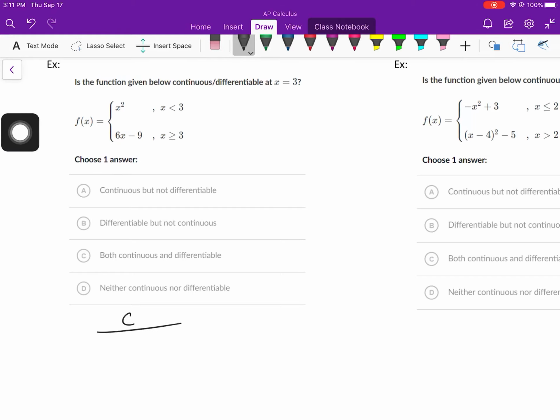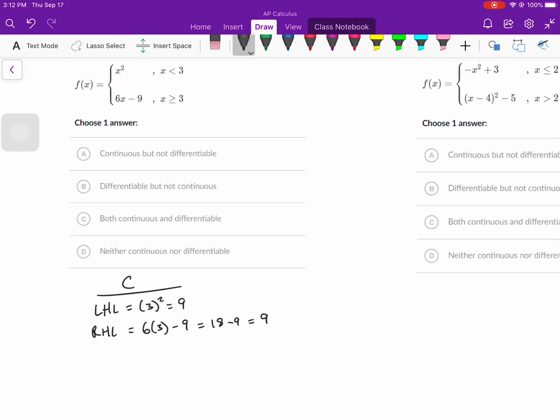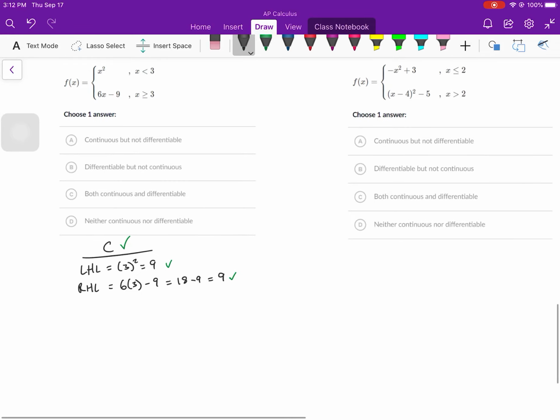So that's just the classic one. Plug in a 3, so we have our left-hand limit is 3 squared, which is 9. And then we have our right-hand limit, which is 6 times 3 minus 9, so 18 minus 9, which is 9. So both are the same, so it passes the continuity test. Now let's go ahead and focus on the differentiability test.